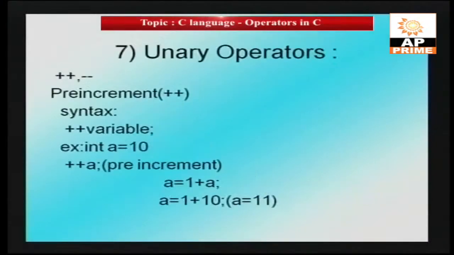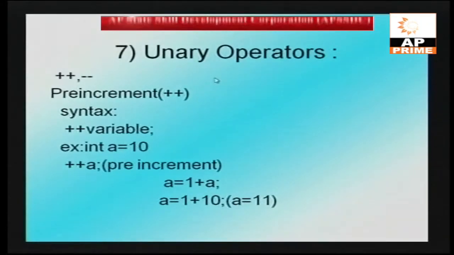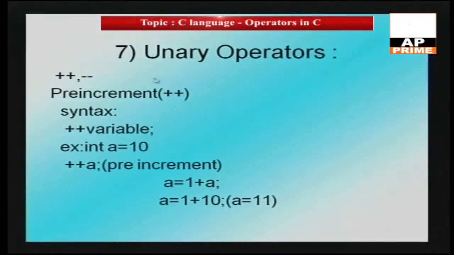What is the next category of operator to be moved on to? In the C language, the next category of operator is unary operators. Which are the unary operators in C? Plus plus, the increment operator, and minus minus, the decrement operator. Plus plus for increment, minus minus for decrement. You see, there are different categories of operators.